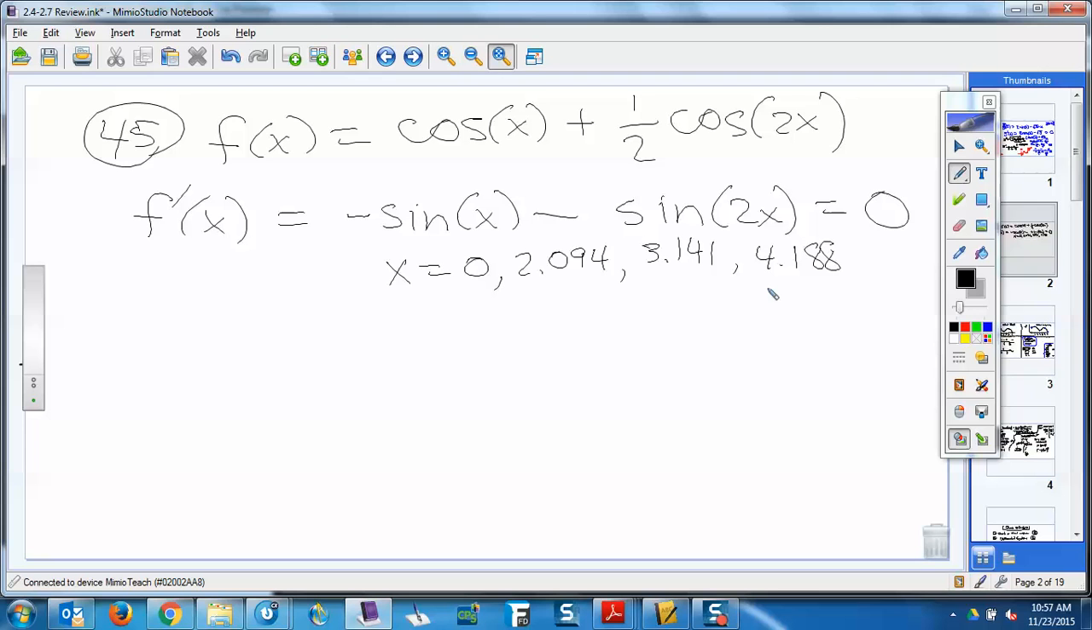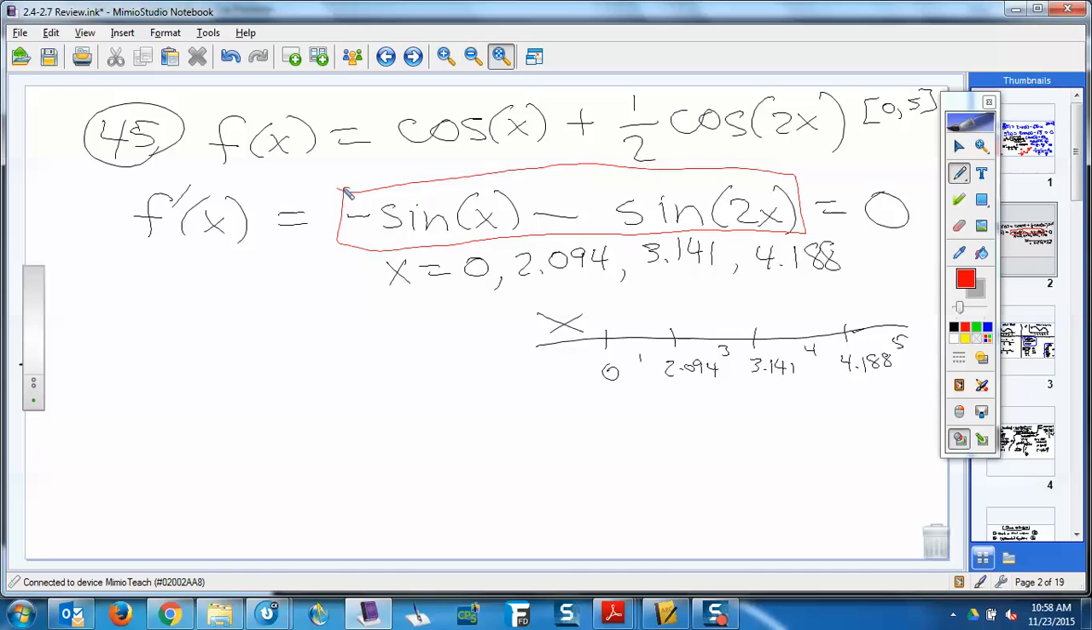Now what do we do with those numbers? We put them on a number line. Okay? So, 0, 2.094, 3.141, and 4.188. Now remember, we're only going 0 to 5, so I'm not going to put anything over here. Right? So I got a 1, I got 3, I got 4, and I got 5 would be in between them. So now I want to plug those back into the red thing.